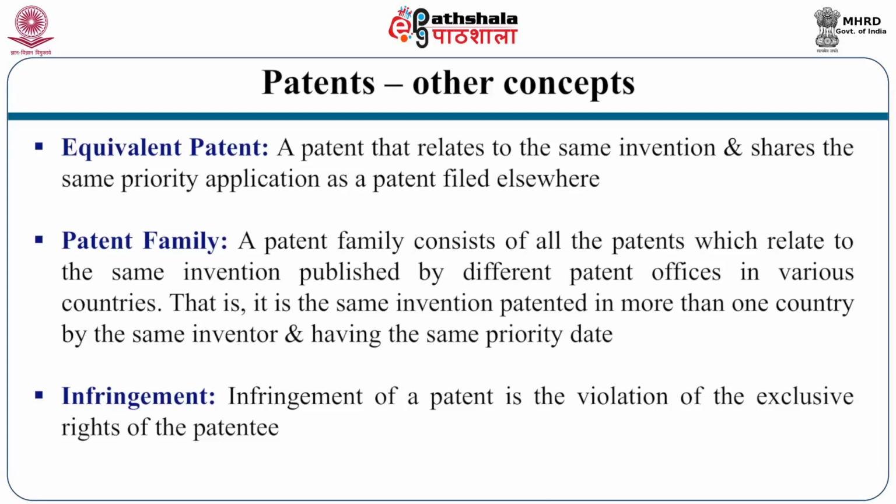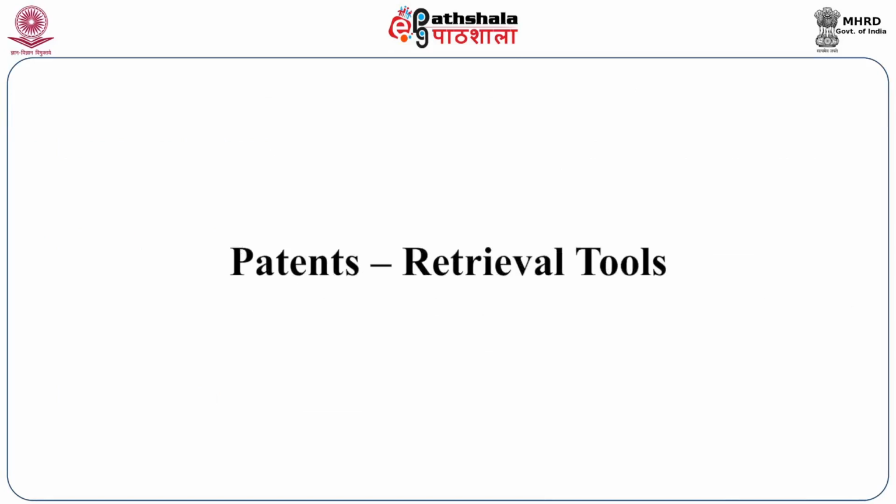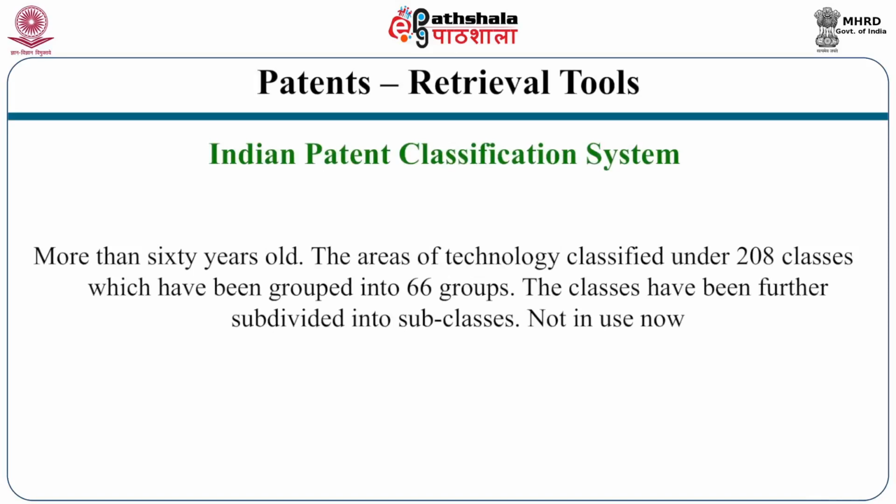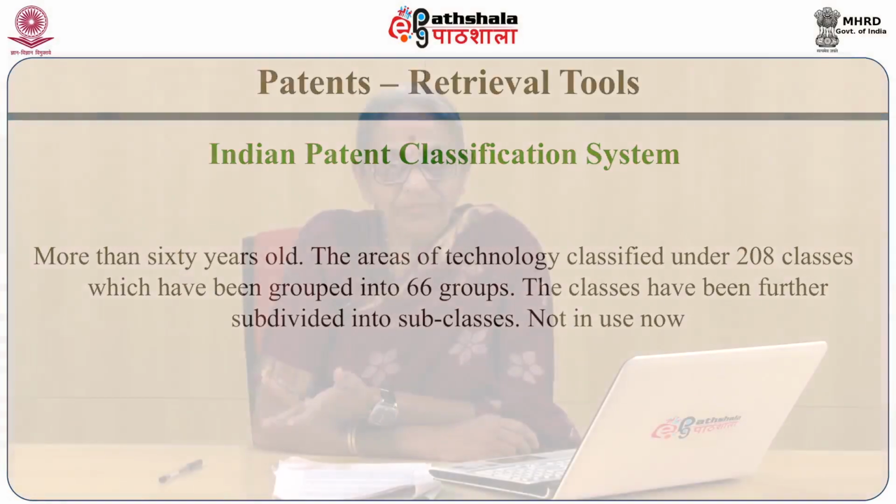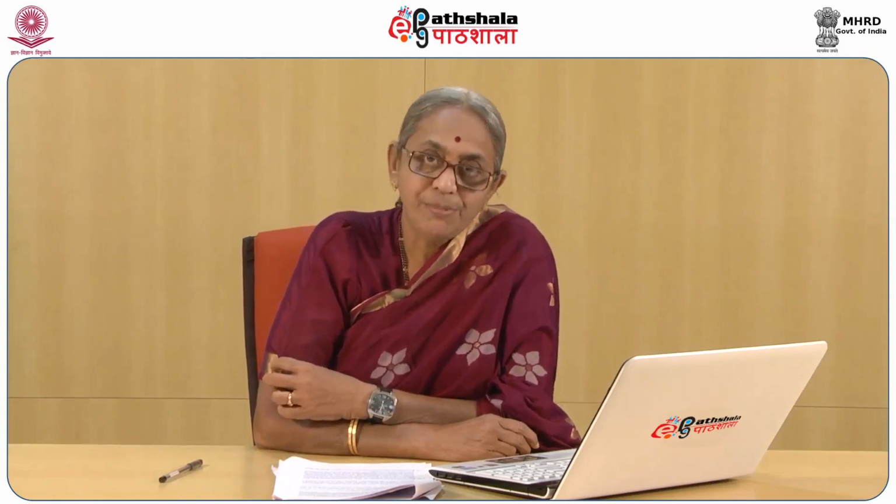As library and information science personnel, we are interested in retrieval tools. So let us look at the various retrieval tools which have been made available for us. One is the Indian patent classification, which is more than 60 years old. All the groups of technology have been classified under 208 classes into 66 groups, which are further subdivided, such as agriculture, which will have a subheading harvesting machinery, but it is not being used now. The reason why I am talking about this is for historical information retrieval.